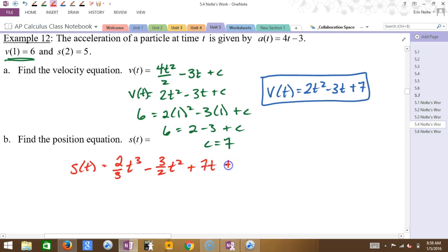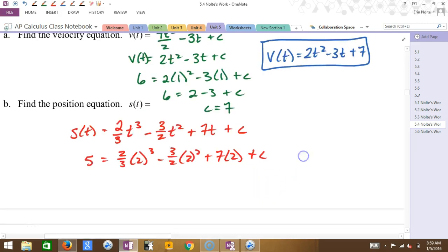7t, good. And then I have my second constant. Okay, so now I'm going to use the second piece of information. My position at 2 is 5. So I'm going to plug 5 is equal to 2/3 times 2 cubed minus 3/2 times 2 squared plus 7 times 2 plus c.